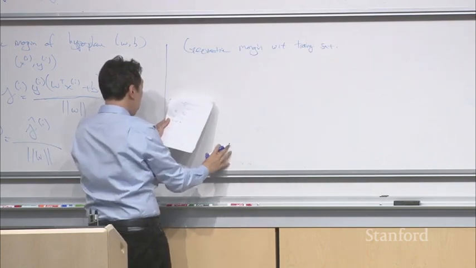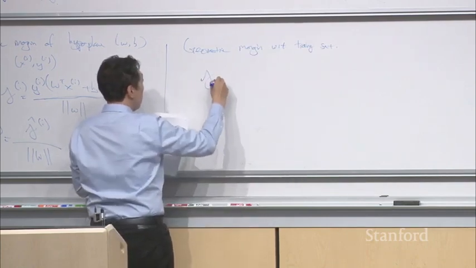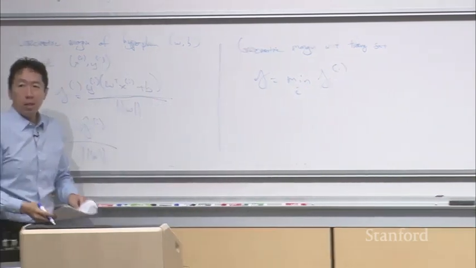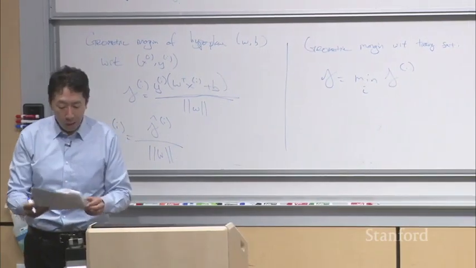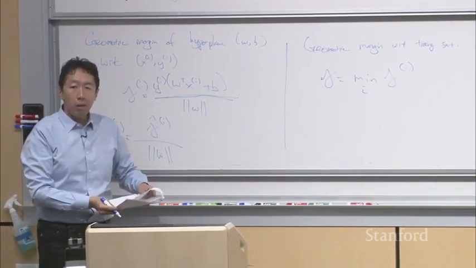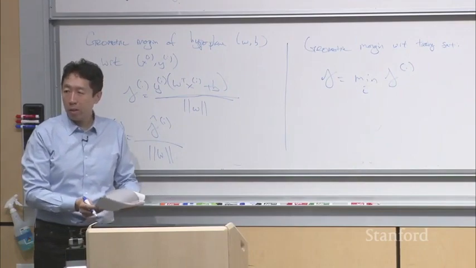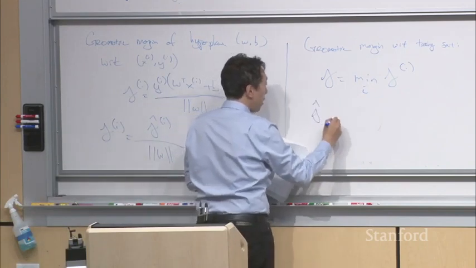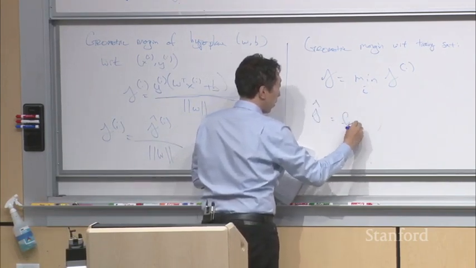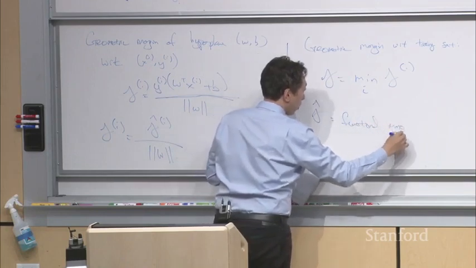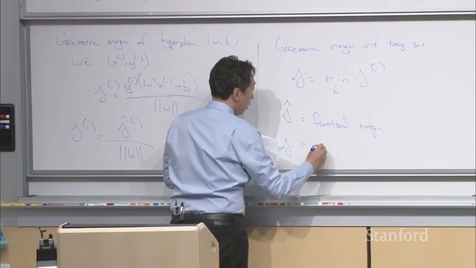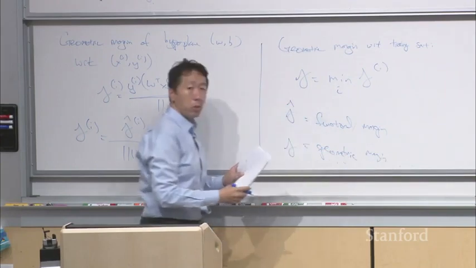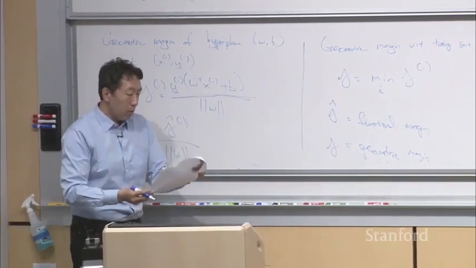Finally, the geometric margin with respect to the training set is, we again use this worst-case notion: look through all your training examples and pick the worst possible training example, and that is your geometric margin on the training set. I hope the notation is clear, right? So gamma hat was the functional margin, and gamma is the geometric margin.